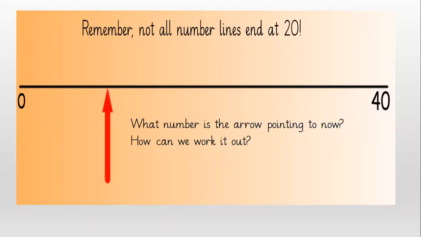Now remember, not all number lines end at 20. So this number line ends at 40. What number is the arrow pointing to now? How can we work it out? Is the red arrow in the middle of the number line? Don't think so. So let's have a look at what the middle number could be.